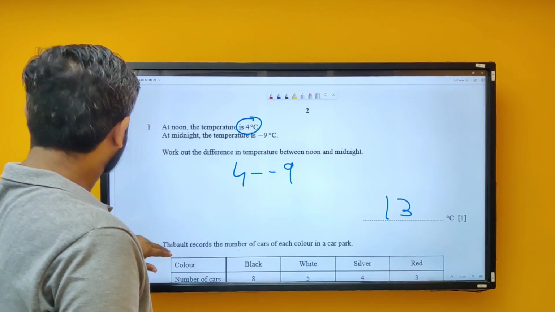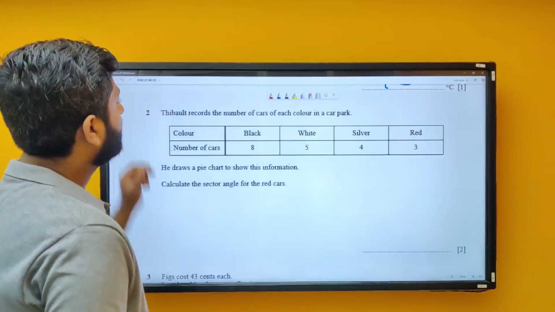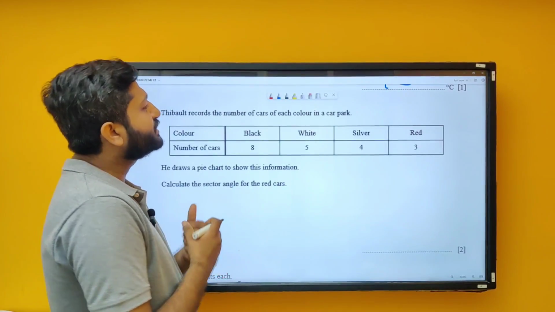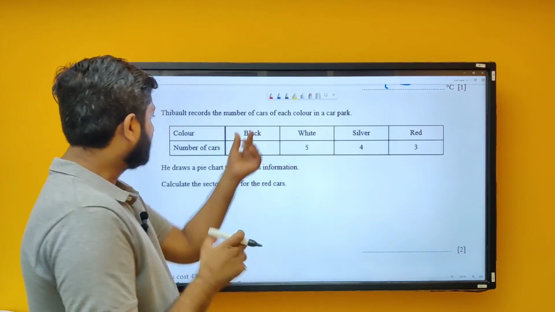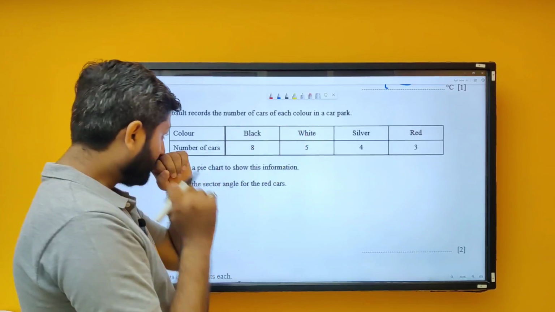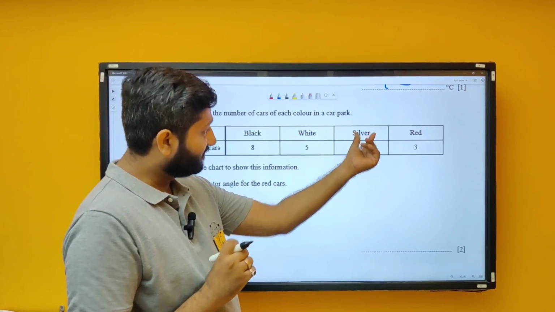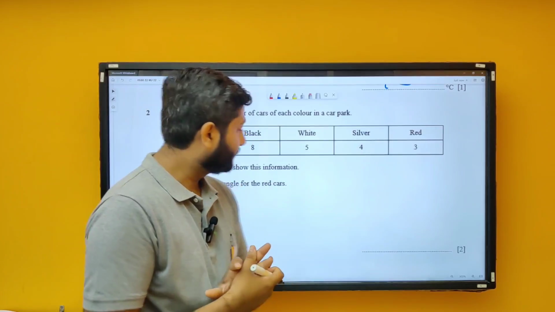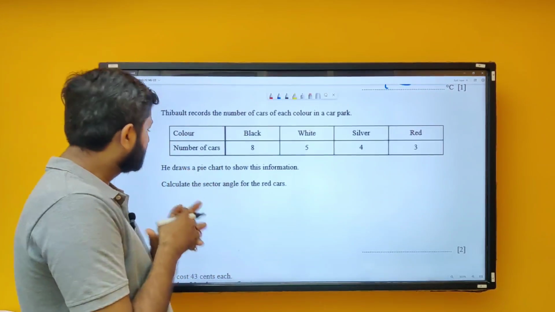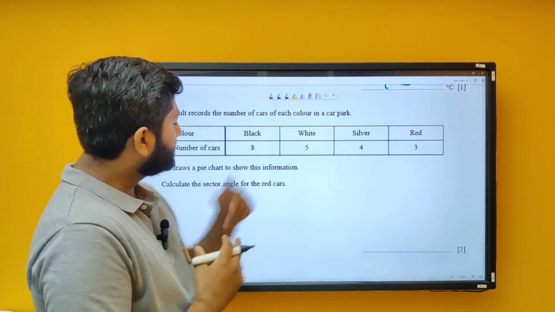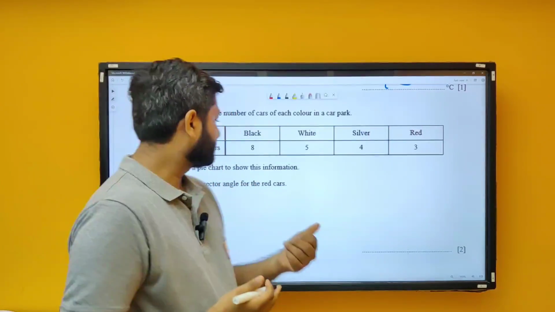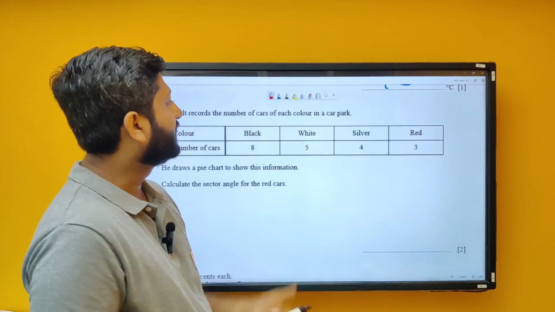Next. Thibault records the number of cars of each color in a car park. Black cars are 8, white cars are 5, silver cars are 4 and red cars are 3. He draws a pie chart to show this information. Calculate the sector angle for red cars. I am supposed to find the sector angle for red cars.